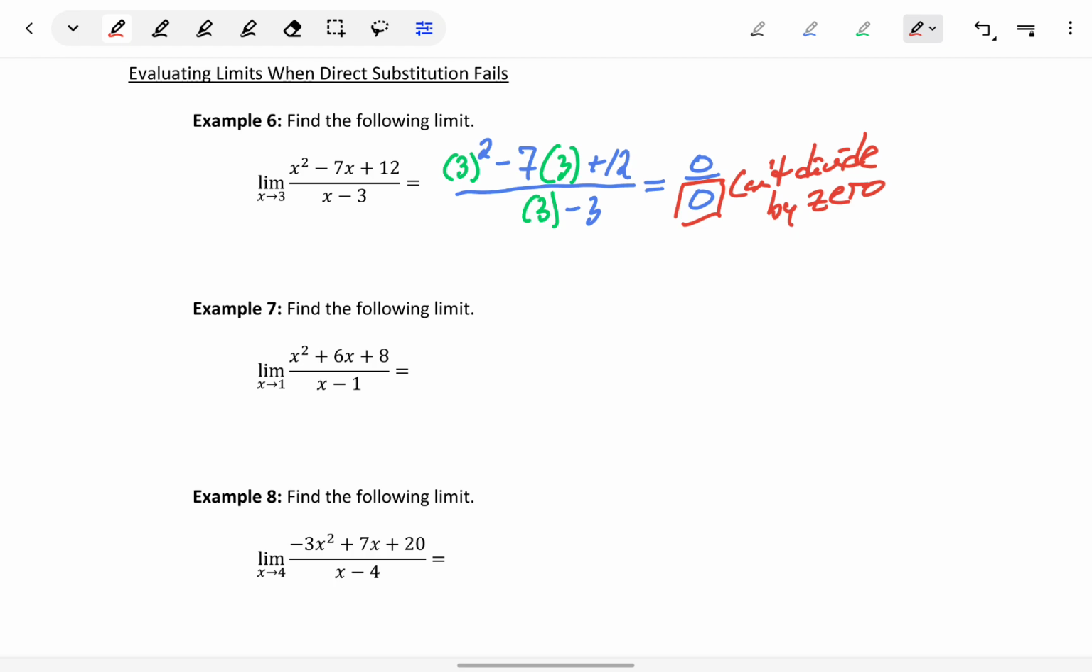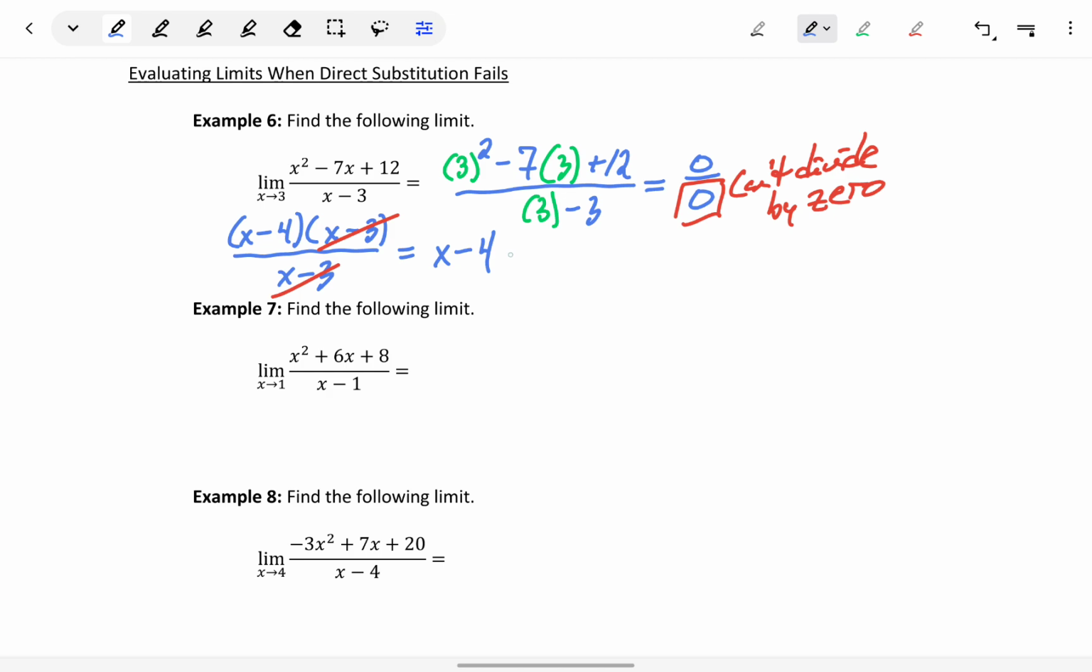Since direct substitution didn't work, what we have to do is look at factoring this problem and then reducing. For instance, what we have in the numerator, x squared minus 7x plus 12, will factor as x minus 4 times x minus 3 all over x minus 3. Since we have a common factor in the numerator and denominator, those will cancel, meaning this rational function will reduce down to x minus 4.